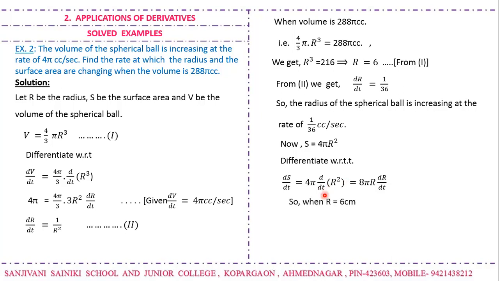Now when it is given that the volume is 288 pi, the radius is 6. So r is equal to 6, and dr by dt, we have just found, is 1 by 36. Put those values in this equation. You will get ds by dt is 4 pi upon 3. So the rate at which the surface area is increasing is 4 pi by 3 centimeter square per second.